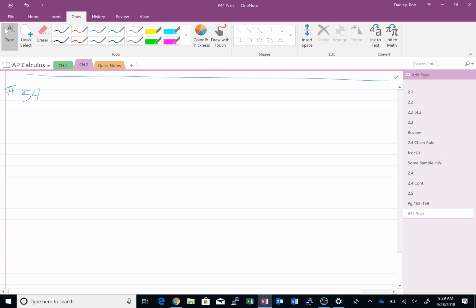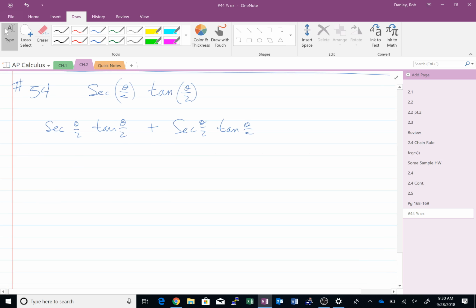And we've got secant of theta over 2 times tangent of theta over 2. All right, we have product rule. We have two functions. They are secant and tan, so we're going to do secant. This one's on page 168, and this one's number 54. Plus, copy it down again. Okay, the derivative of the first times the second plus the derivative of the second times the first.